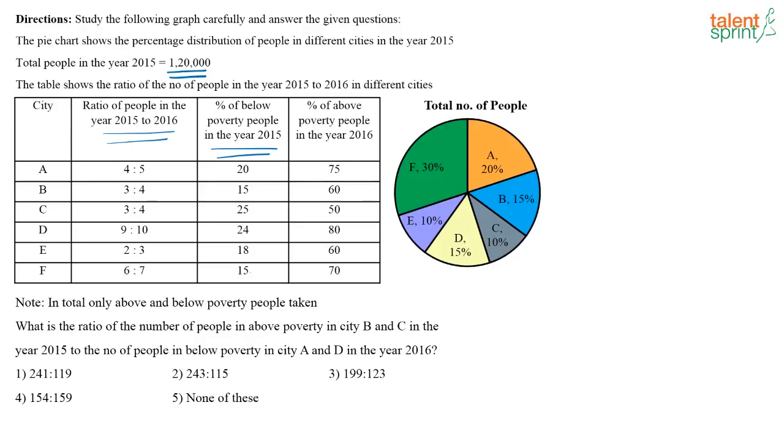So, first try out this question and give me the answer, then I'll start solving it. If you consider total people in a particular city, there are only people either who are below poverty line or above poverty line. That's what they mean. And this total also includes only people who are either above poverty line or below poverty line. What is the ratio of the number of people above poverty in city B and C in the year 2015 to the number of people below poverty in city A and D in the year 2016? So first, what should you do? You have to find the number of people above poverty in city B and C in 2015. Similarly, you have to find out the number of people below poverty in A and D in the year 2016 and then take the ratio of that.